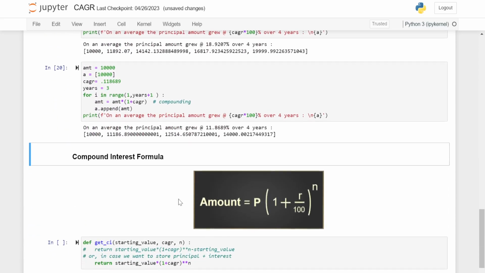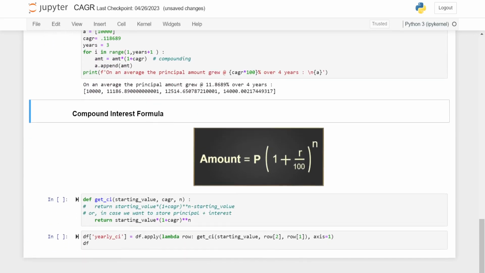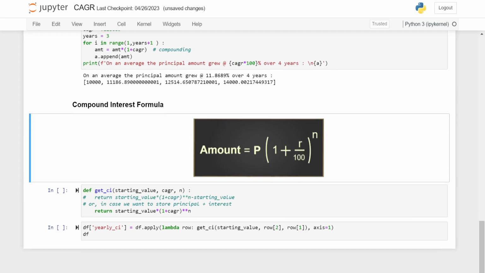Now, we talked about CAGR. Now let us talk about compound interest only. How can we calculate that? For compound interest only, we will take the initial amount, and then use this formula and arrive at the yearly compounded interest, only the interest component. So let us see that.